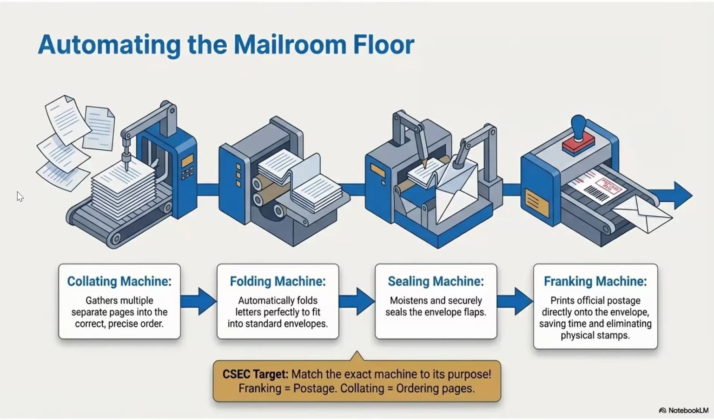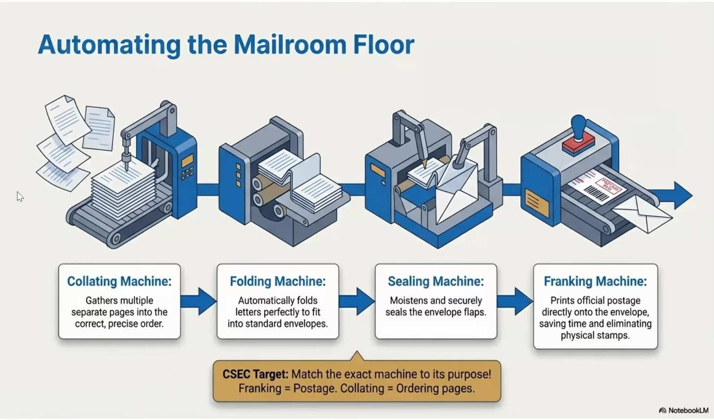What they may ask you about, they may not ask you about the mailing room, but they might ask you what a collating machine does, or what a franking machine does, or what a sealing machine does. So you need to know what each of these machines does, right?